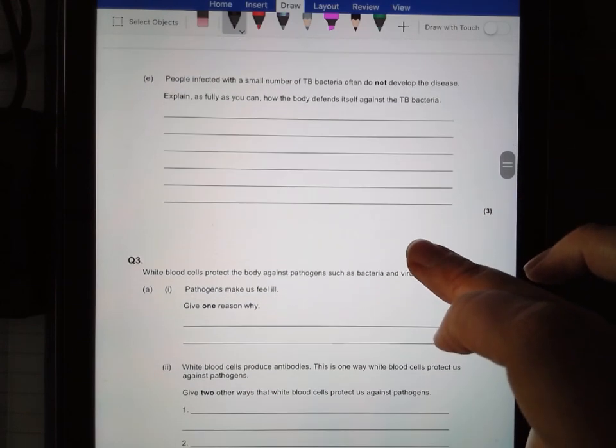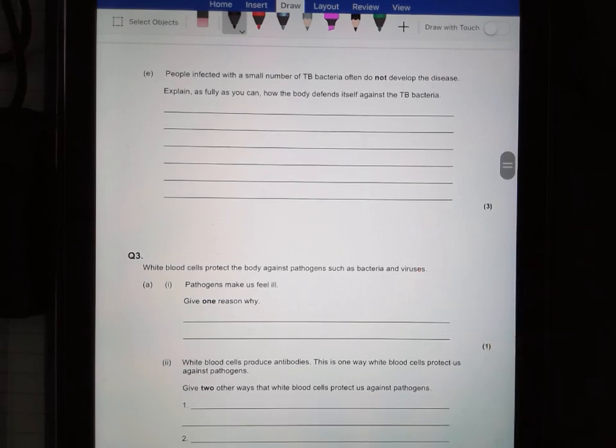Okay, so this is part of 2E, continuing with the question above. People infected with a small number of bacteria often do not develop the disease. Explain how the body defends itself against the TB bacteria. This is for 3 marks. Just do what you can from the last lesson.